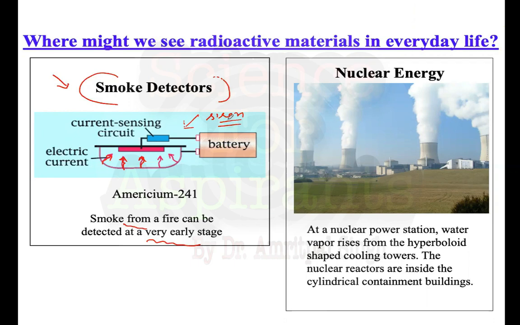And the other example of radioactive material is the fission reactor. When you are undergoing a nuclear chain reaction, you will see that the uranium nuclei is bombarded with slow energy neutrons, and it decays into barium and krypton.